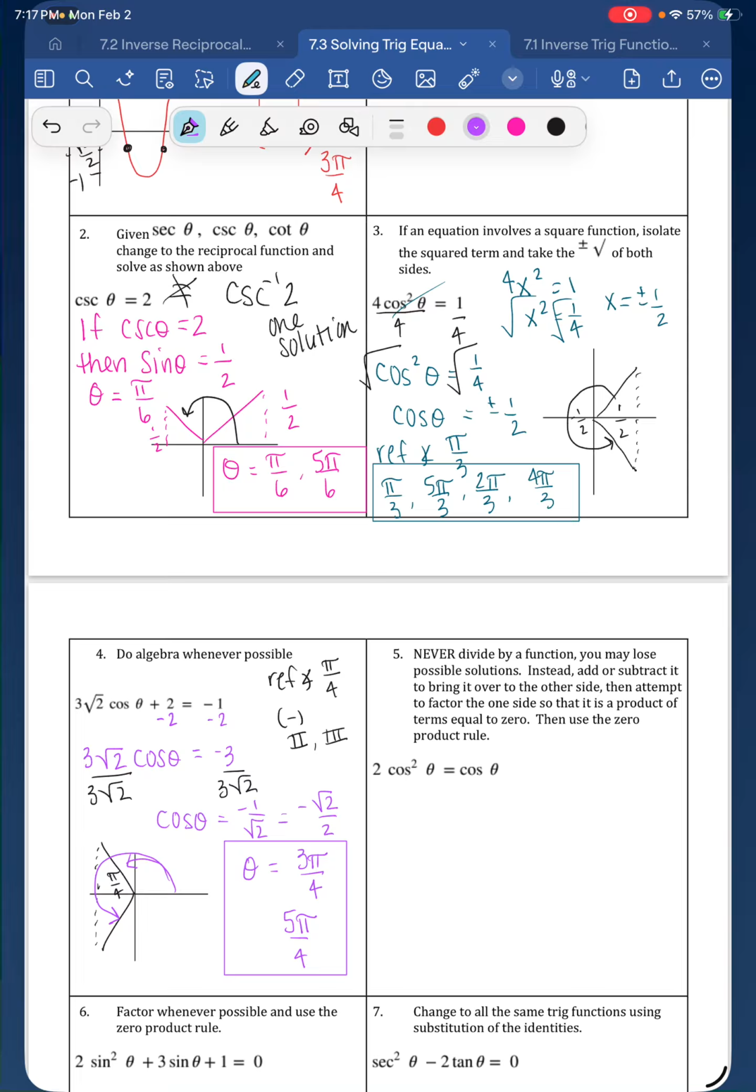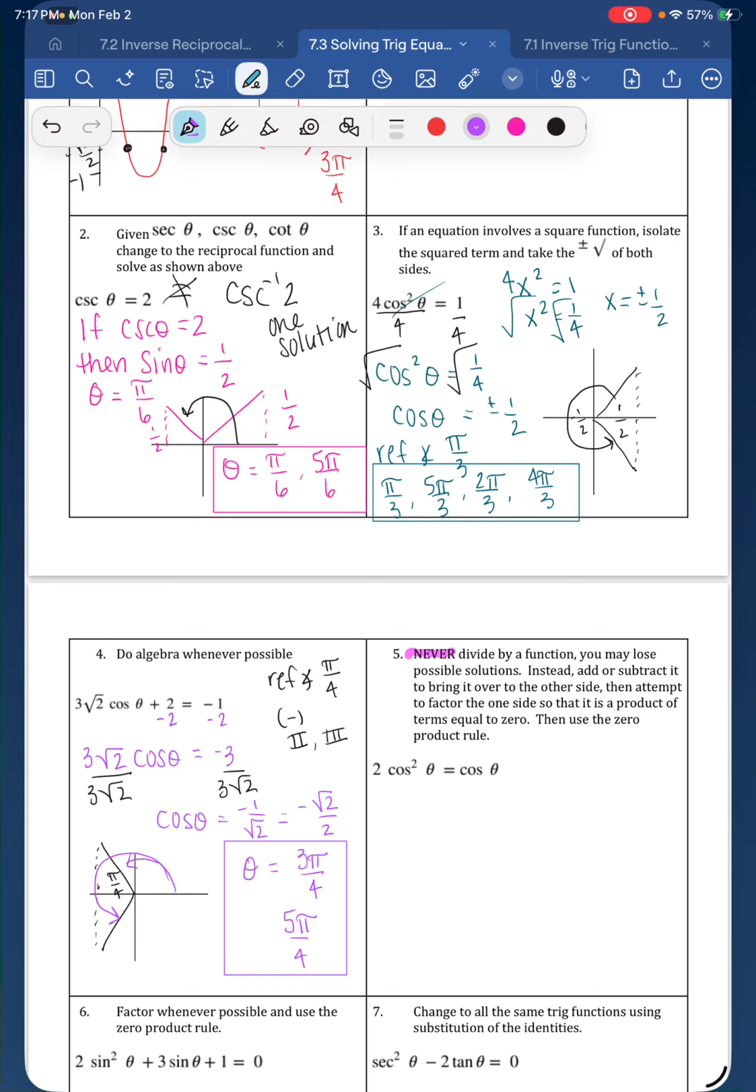Okay, moving right along. All right, again, every one of these problems is different. Here we have 2 cosine squared theta equals cosine theta. Never, ever, ever, never divide by a function. What happens is you change the degree, and when you change the degree, you lose possible answers.